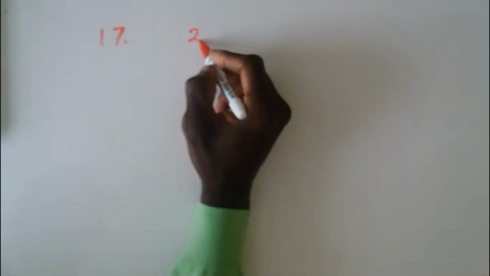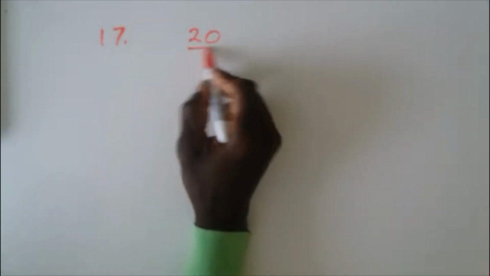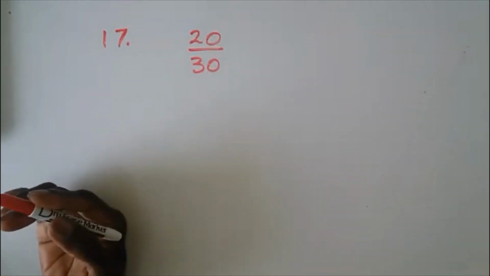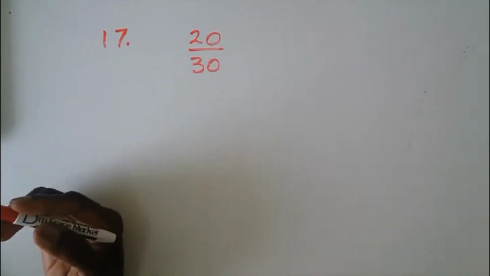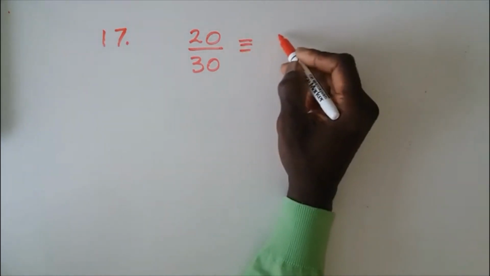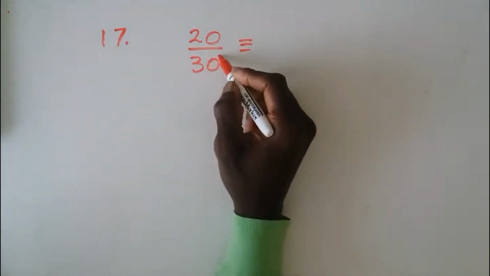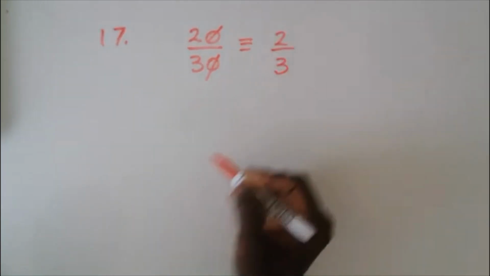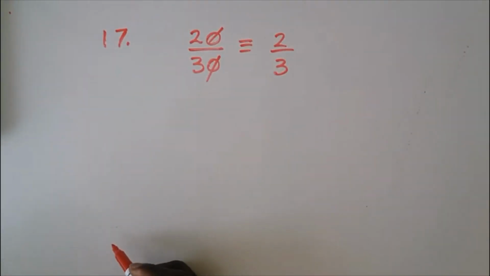Number 17, there are 30 sweets in a bag. 20 sweets are red. What fraction of the sweets are red? Well, 20 out of the total of 30 sweets in the bag are red. So this is the fraction, but it's not in its simplest form. So we need to simplify this. We divide both top and bottom by 10, and we're left with 2/3. So 2/3 of the sweets are red.